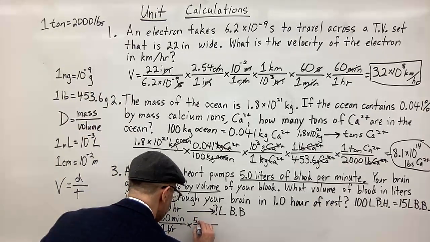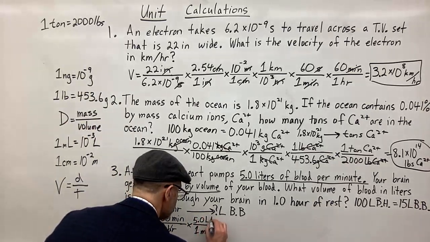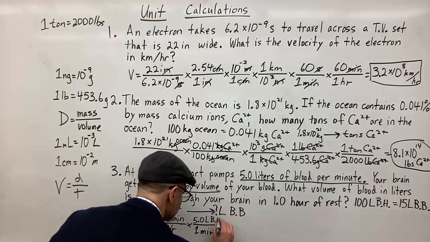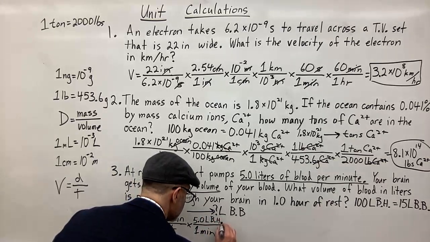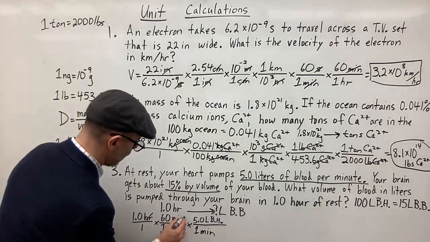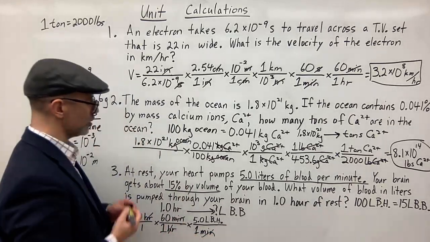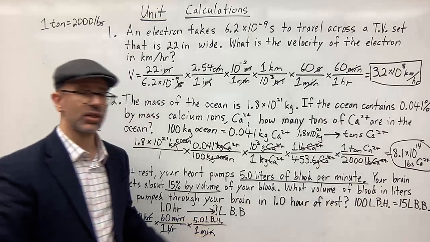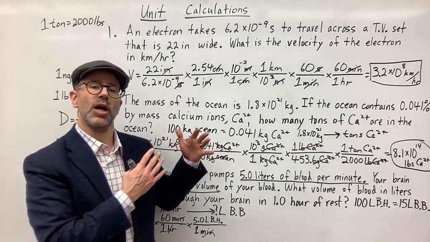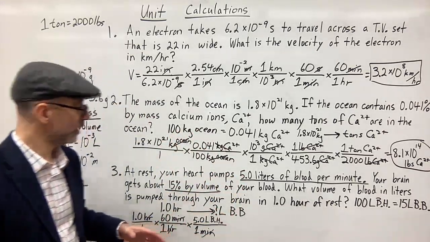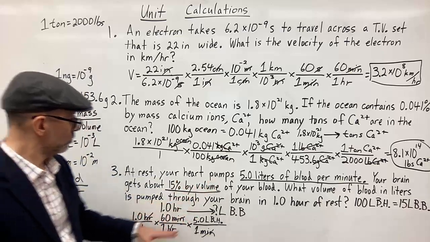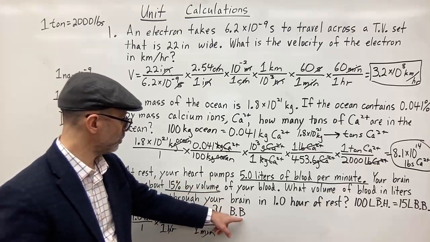5.0 liters BH. That's blood to the heart. So minutes cancel out. Now we have liters of blood to the heart, but I want to get to liters of blood to the brain. That's what they want. Where is it? Liters of blood to the brain.